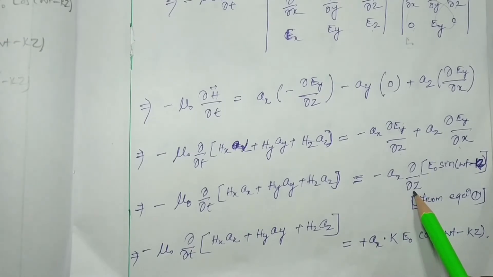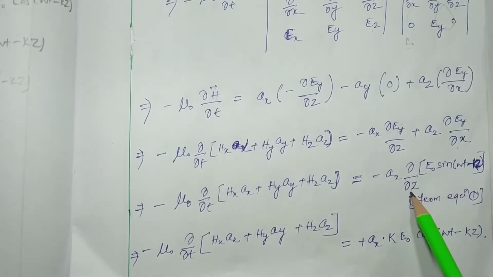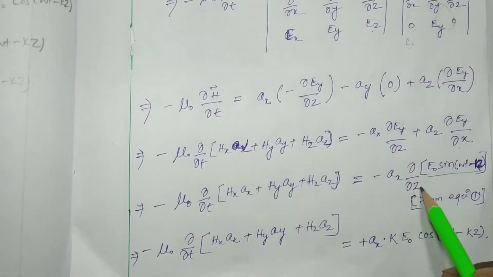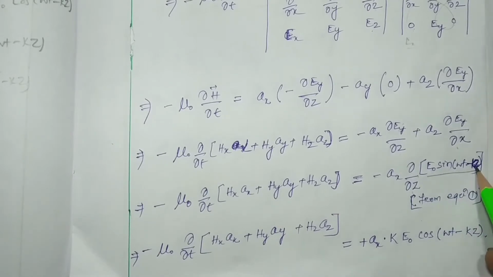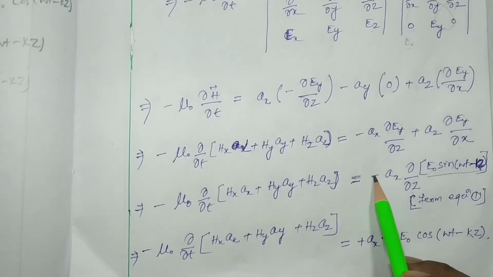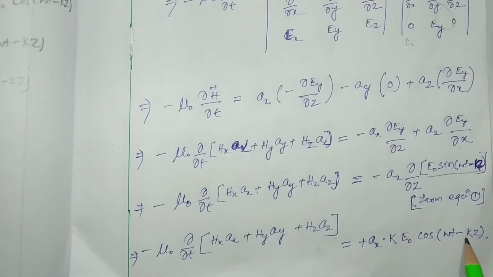If we differentiate with respect to z, previously it was minus, so with respect to z it will be minus k, and the minus is already there, so plus ax k E0 cos(omega t minus kz). The derivative of this with respect to z will be cos(omega t minus kz) into minus k. Minus k, here minus is there, so plus k. So ax into k E0 cos(omega t minus kz).